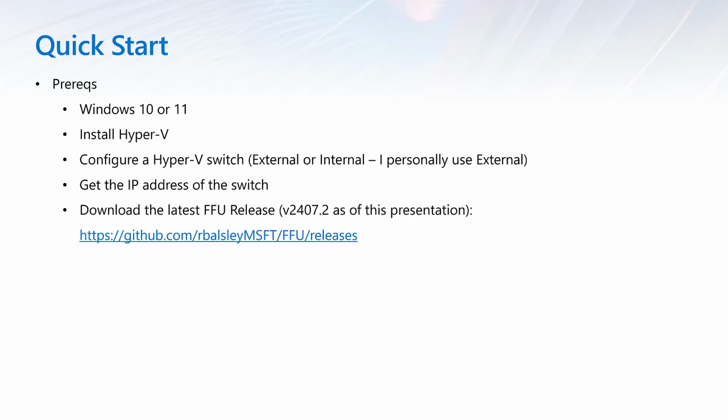You then want to download the latest release of the FFU build. And so at the URL that you see on the screen here, the latest release is 2407.2. Go ahead and download that, and then extract out of that zip file. There's an FFU development folder. Extract that to your C:\FFUDevelopment folder.